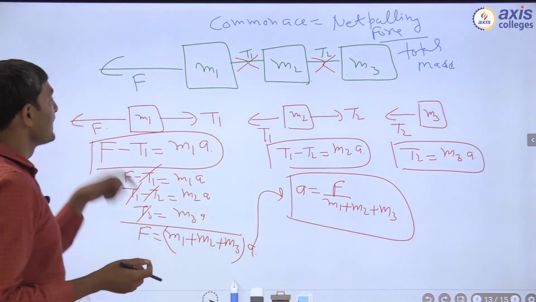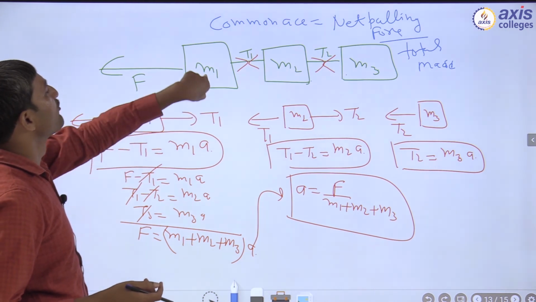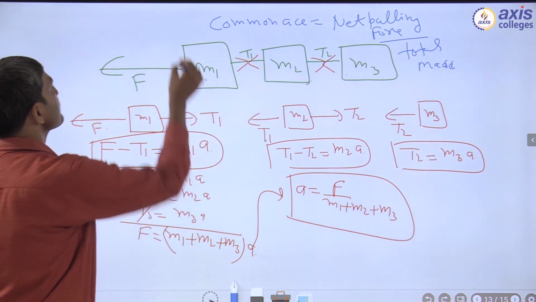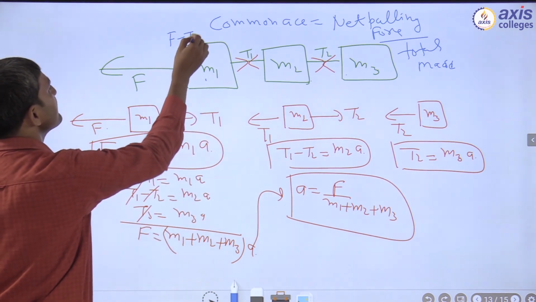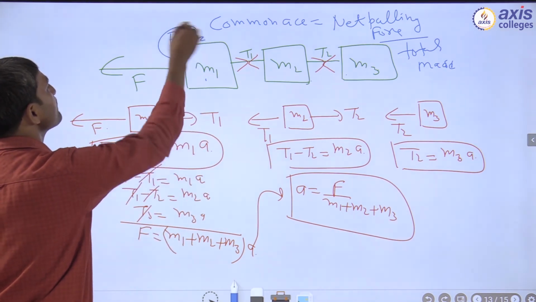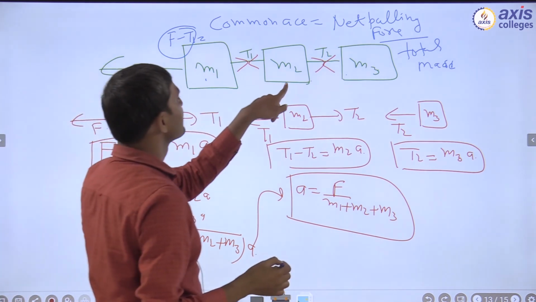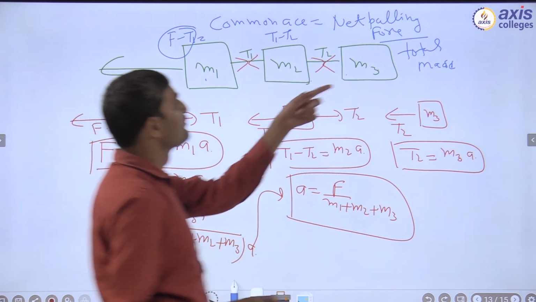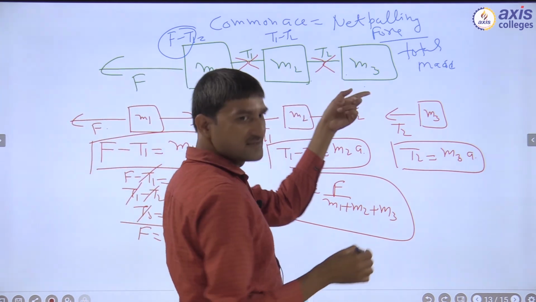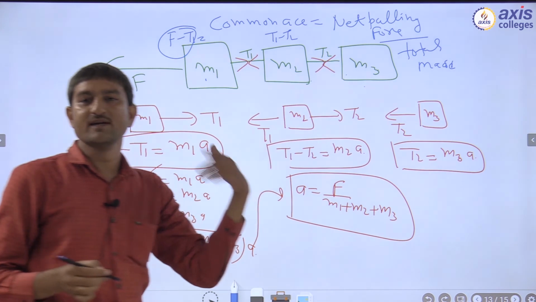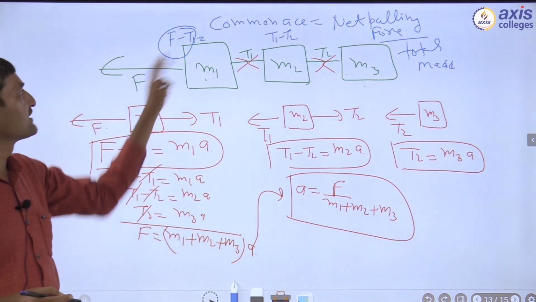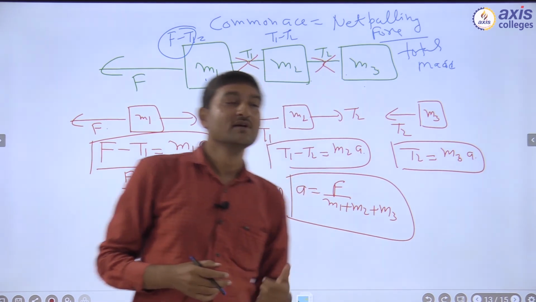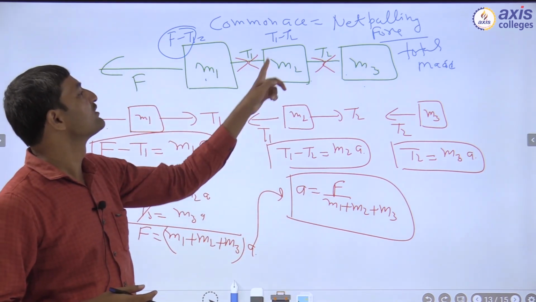So if anyone asks, what is the net force on block 1? The answer is F minus T1. So F minus T1 is the net force on block 1. What is the net force on block 2? The answer is T1 minus T2. What is the net force on block 3? The answer is T2. So T1 and T2 I have discussed. What is T1? T1 is the tension between block 1 and 2. What is T2? T2 is the tension between block 2 and 3.